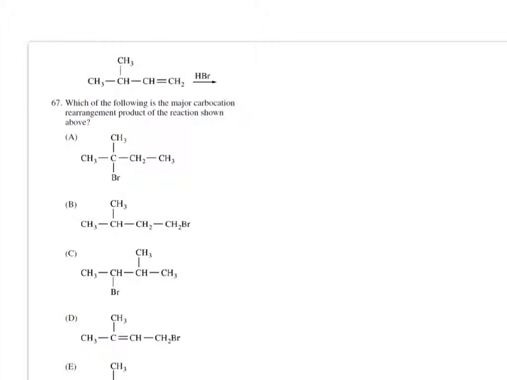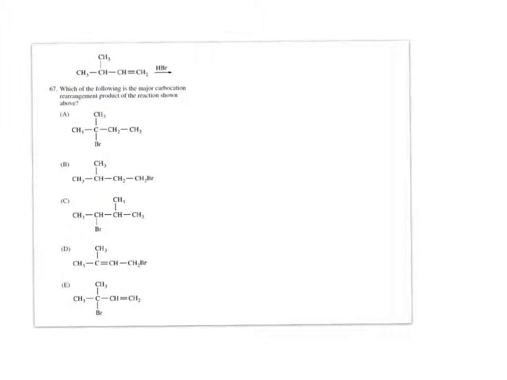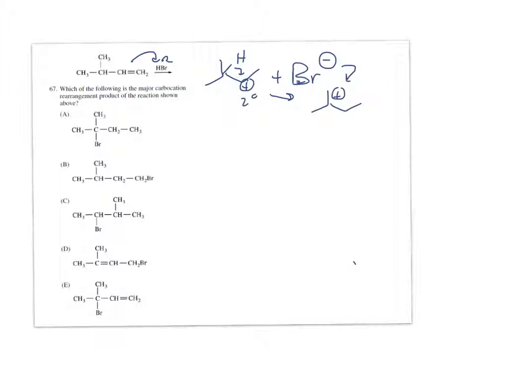Alright, so which of the following here is the major cation rearrangement product of this reaction above? And so again, it will help us to remember the mechanism. So this is a proton transfer, and it ends up with something that looks like this. And then this is a secondary cation. We can rearrange that into a tertiary cation. And then the bromine can add.